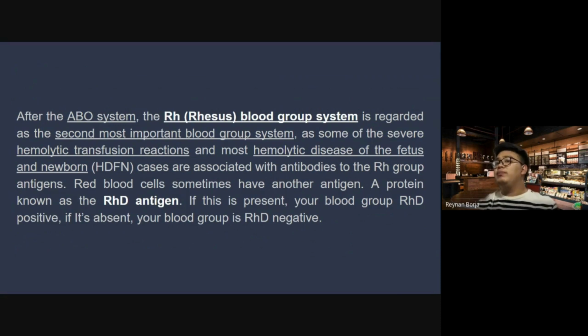Okay? Red blood cells sometimes have another antigen. Okay? A protein known as the RHD antigen. If this is present, your blood group is RhD positive. If it is absent, your blood group is Rh negative. So dito naman siguro familiar naman, 'di ba? Meron tayong Rh positive or Rh negative. Kaya meron tayong O positive, O negative, and etc. Okay? So, ayan, next.